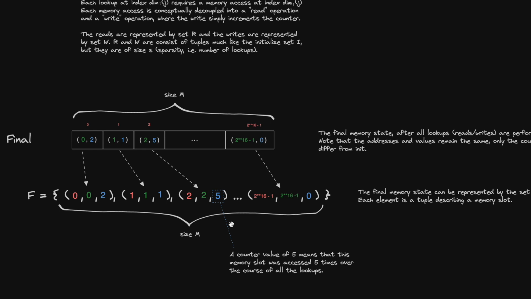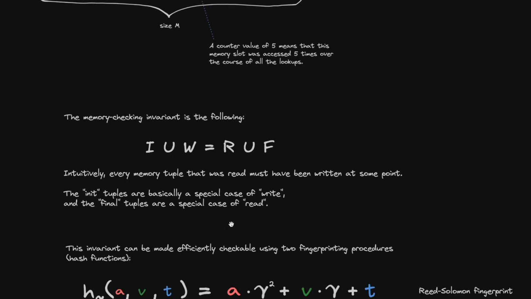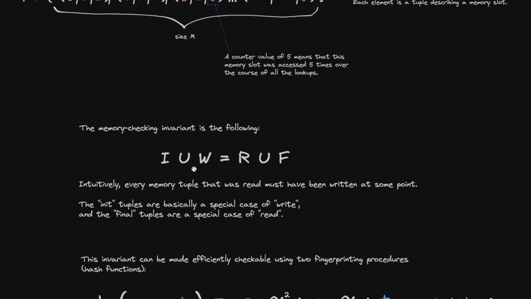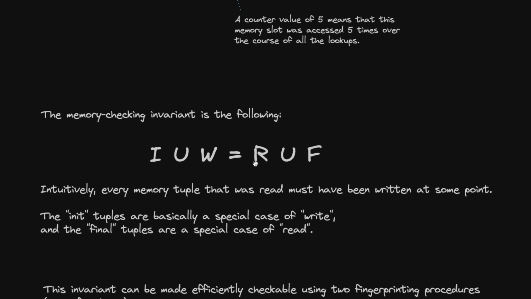Now, with these init, read, write, and final sets in mind, the memory checking invariant that we want to hold is the following. I union W equals R union F. So init union write equals read union final. Intuitively, every memory tuple that was read must have been written at some point. The init tuples you can think of as basically a special case of write, and the final tuples are a special case of read.